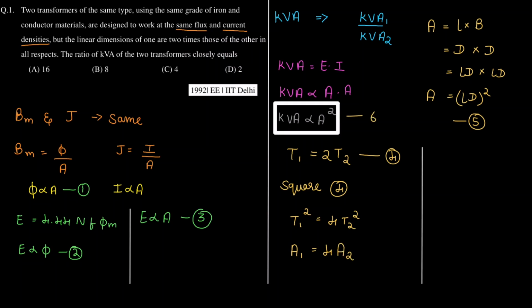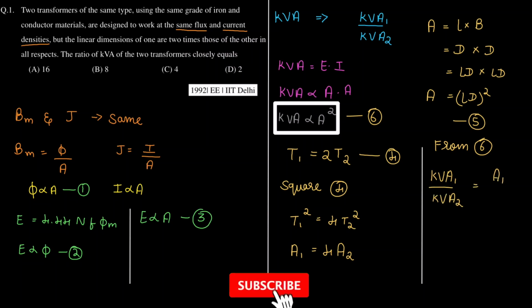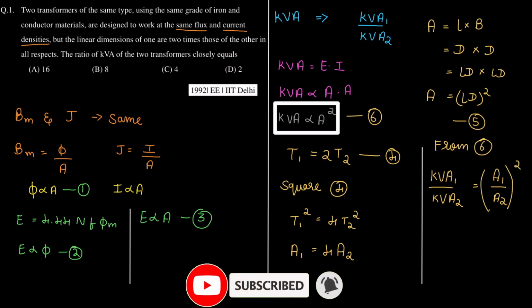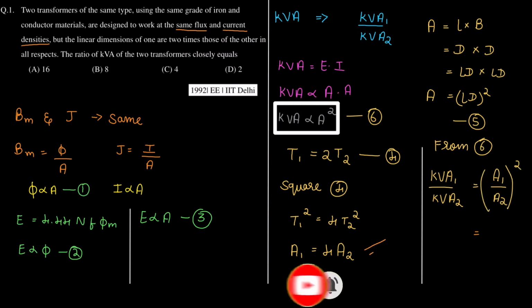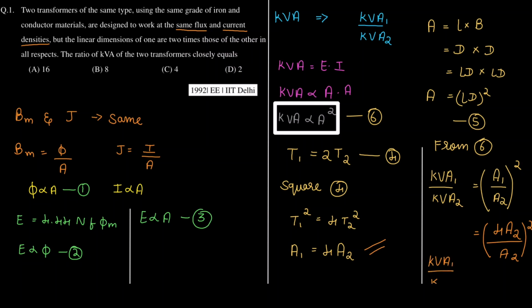Let this be equation 6, and from 6, kVA 1 by kVA 2 equals area 1 by area 2 whole square. That means here we can substitute value of A1 in this equation, and we can write 4 times A2 divided by A2. Don't forget, we have a square here. So that brings us to the answer that ratio of kVA1 by kVA2 will be 4 square, that is 16. So that brings us to the answer A.